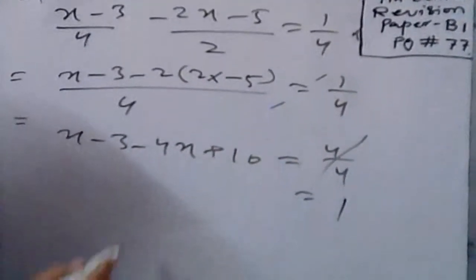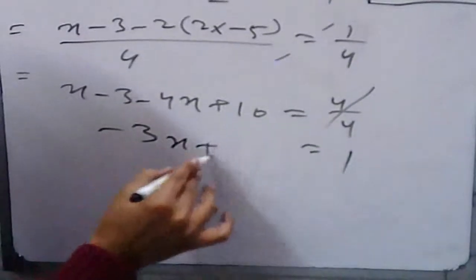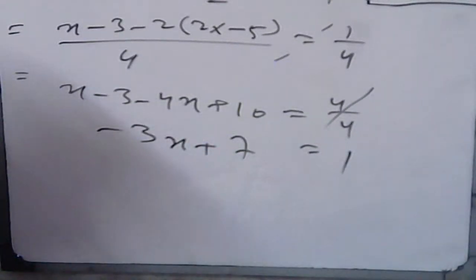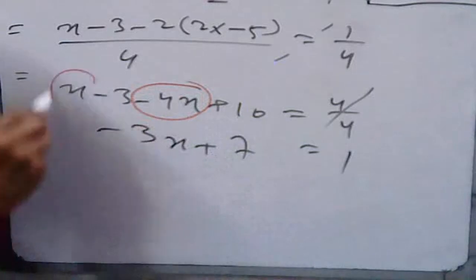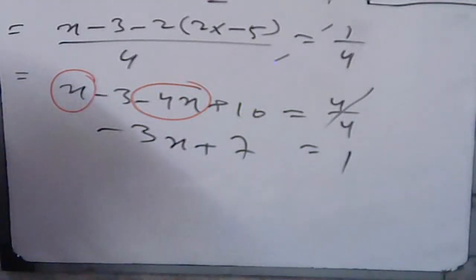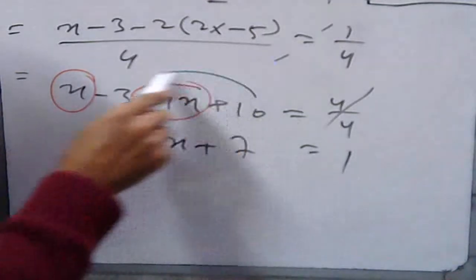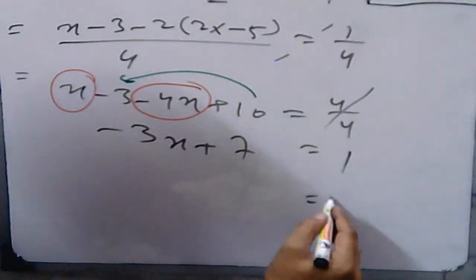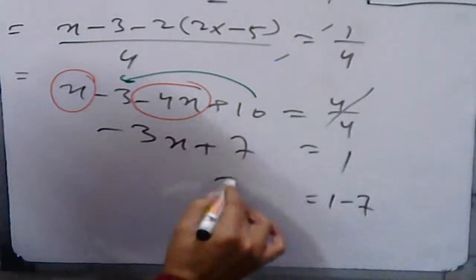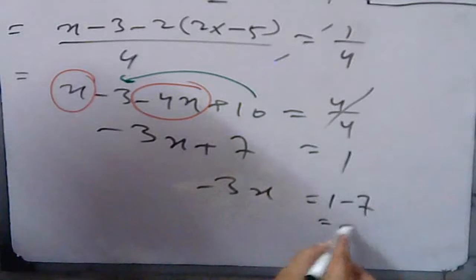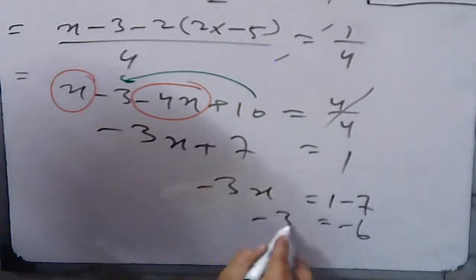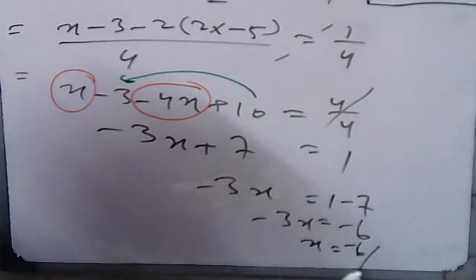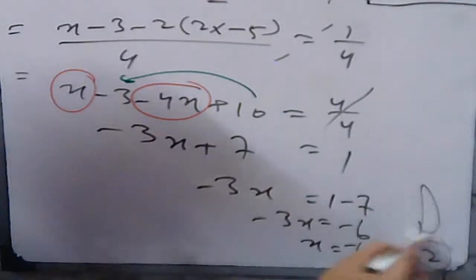So after addition and subtraction you will get this, because minus 3 and plus 10 and x and minus 4x will give you a different result. So similarly 1 minus 7 you will get minus 3x. The sign should be minus 3x. The value of x is minus 6 divided by minus 3, you will get plus 2, because minus and minus will cancel. So that is your required result.